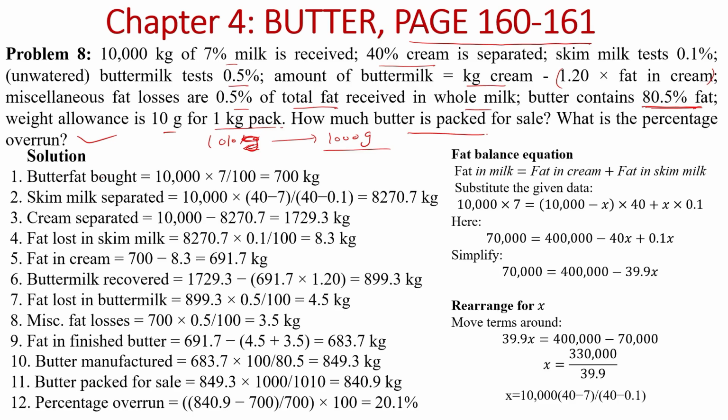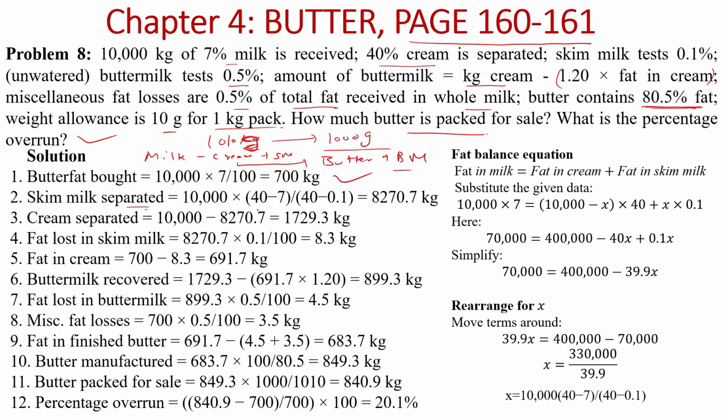One way we can do it is approximate calculation, and also direct calculation, the way they have asked. So let me tell you first by the method of the book. We have milk, and from milk we will have cream and skim milk, and from cream we will have butter and buttermilk. We have to see how much fat is there in the finished butter, and how much butter is then packed for sale. We'll start with butter fat. It is given 7% fat, so actually the fat given to us is 700 kg, that is 7 by 100 into 10,000, which is 700 kg. Now from this, how much skim milk is separated?